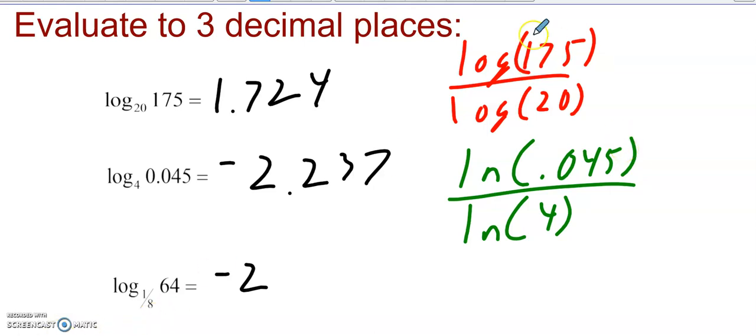And the last thing with the change of base is just reiterating that it does not matter what base we change it to, so just pick either using log base 10 or natural log. It doesn't matter. I was just trying to show that they both work.